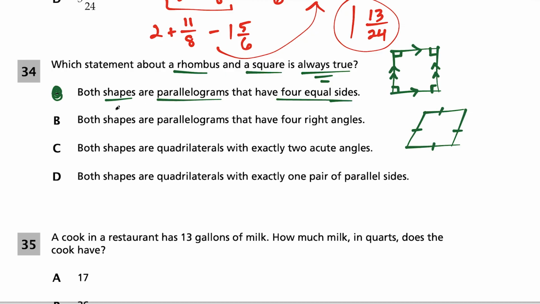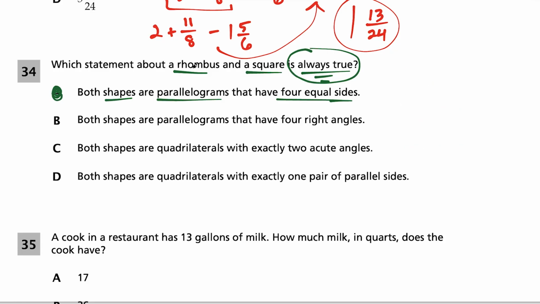Now, why is choice B no good? Because anytime you get choice A as the one that is always true, you should, if you have time, go through the remaining answer choices and try to argue why those are no good. So now let's go through the other answer choices to see why those are no good. Well, if we look at choice B, both shapes are parallelograms that have 4 right angles.